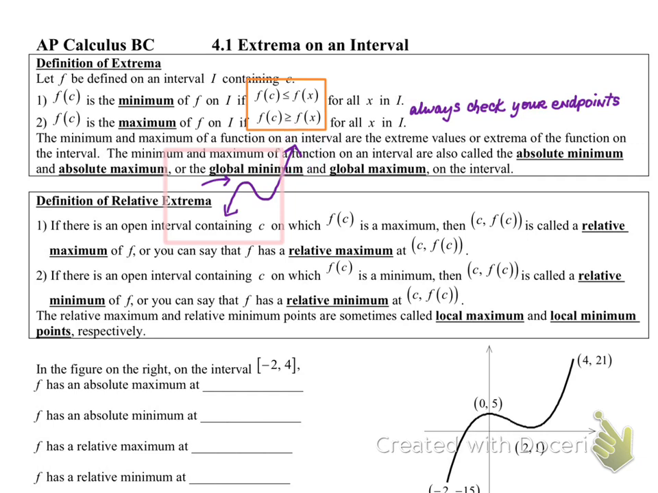Okay, we also have a relative minimum here on the interval I. That relative minimum is that lower bump. That lower bump is just a relative minimum because this function extends all the way down to negative infinity.